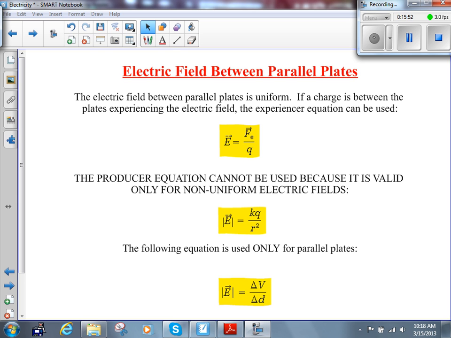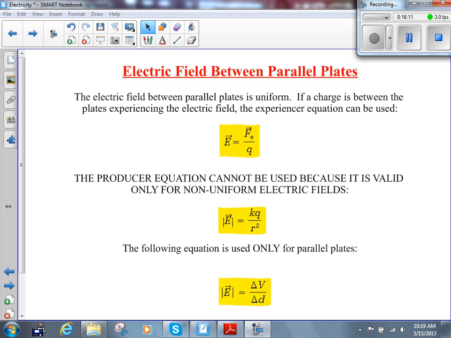All right, we're going to start our next topic here, and this is certainly related to what we've been doing. We're still talking about electric fields, but now we're going to specifically talk about uniform electric fields. All of our calculations thus far have been with non-uniform fields. Now we're going to deal with uniform fields. When do we have a uniform field?